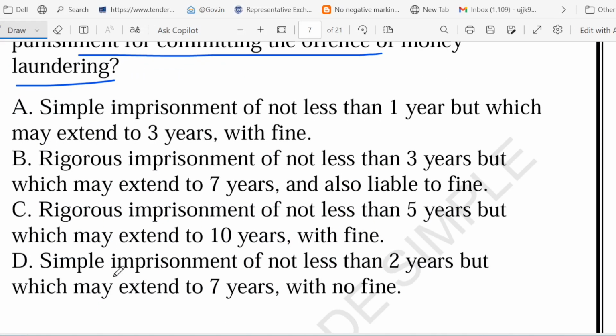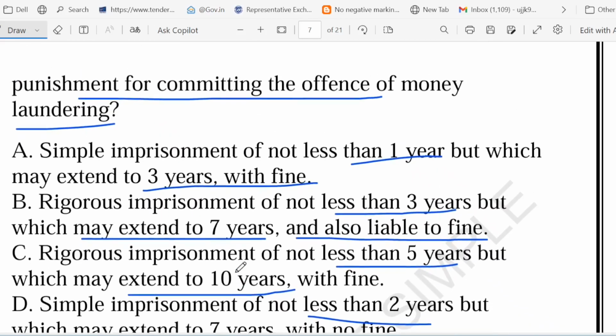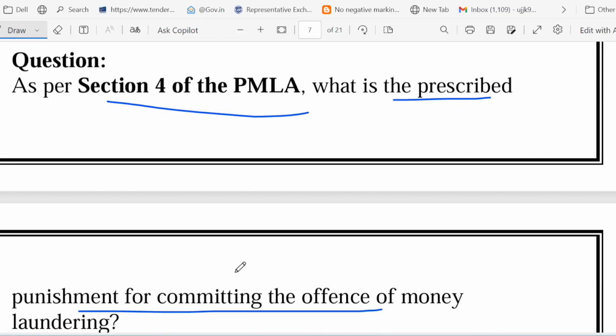The first option says simple imprisonment of not less than 1 year, but which may extend to 3 years with fine. Option B says rigorous imprisonment of not less than 3 years, but which may extend to 7 years and also liable to fine. Option C says rigorous imprisonment of not less than 5 years, which may extend to 10 years with fine. And option D says simple imprisonment of not less than 2 years, which may extend to 7 years with no fine. So these are the four options that we have.